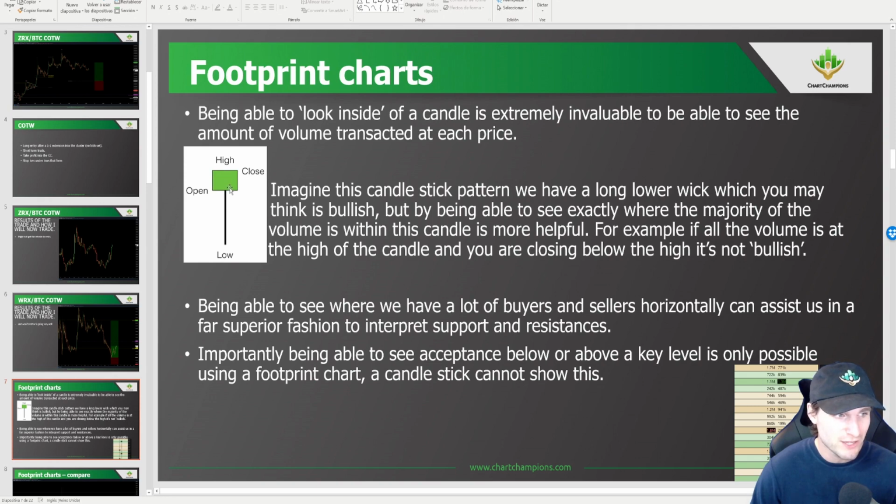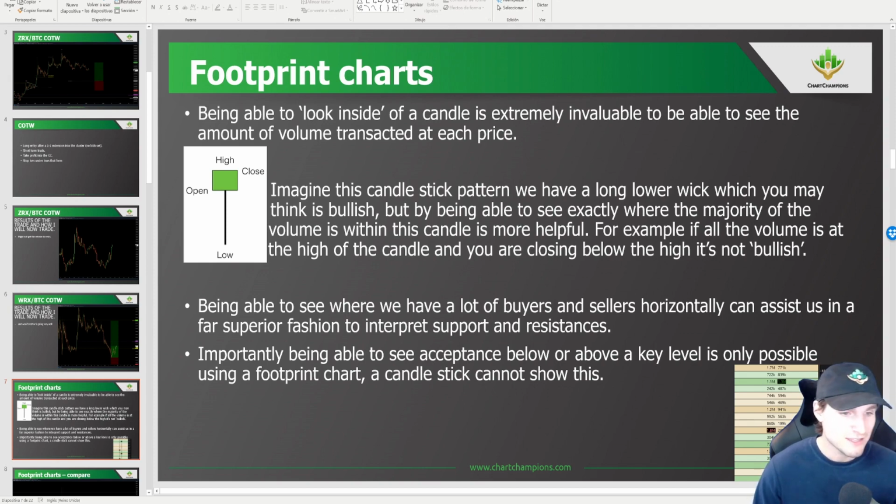Whereas someone just looking at this, the majority of people would believe that maybe the highest volume is in here, but that is obviously not the case. Sometimes the wick will contain the highest amount of volume. Just because of where you close doesn't mean that's where the high volume is. So to know where all the volume occurred within a candle is extremely invaluable. Being able to see where we have had a lot of buyers and sellers, also horizontally, can assist us in a far superior fashion to interpret support and resistances.